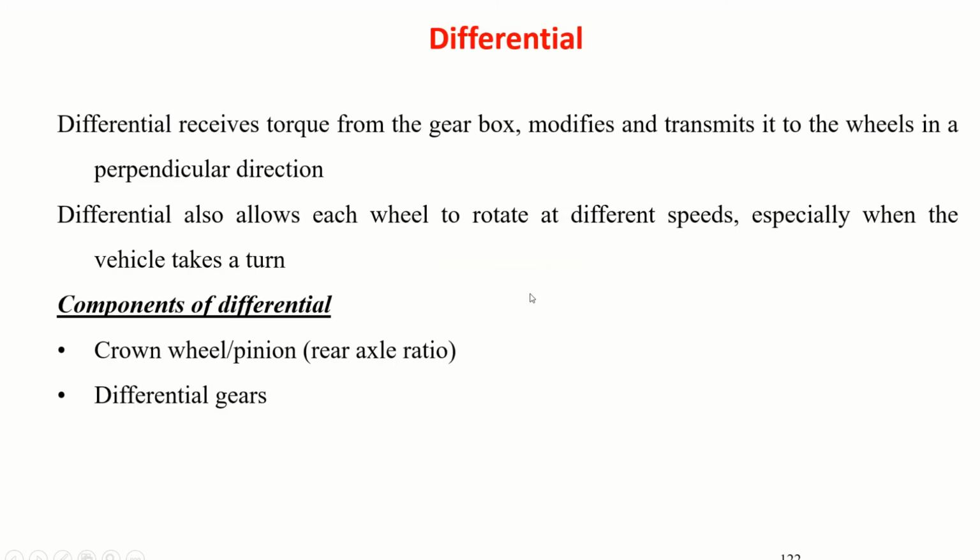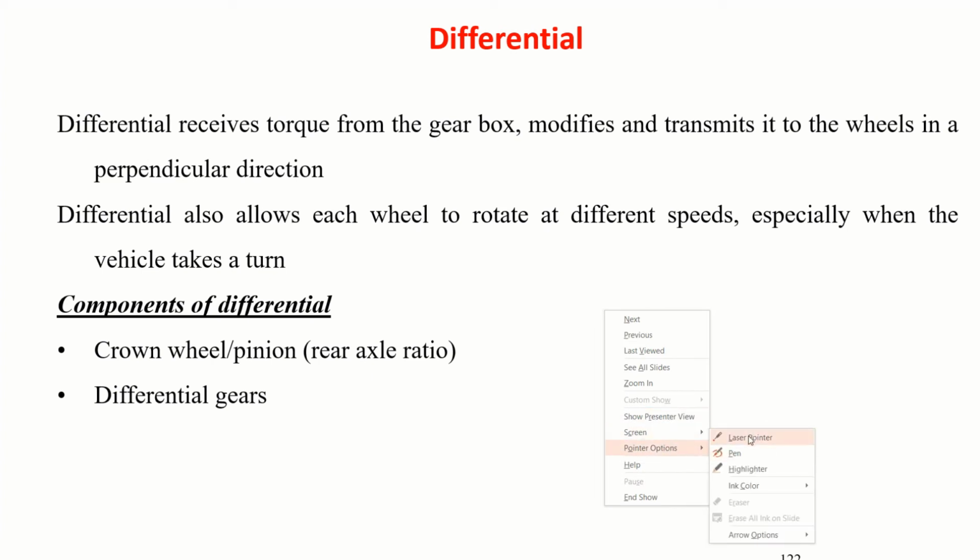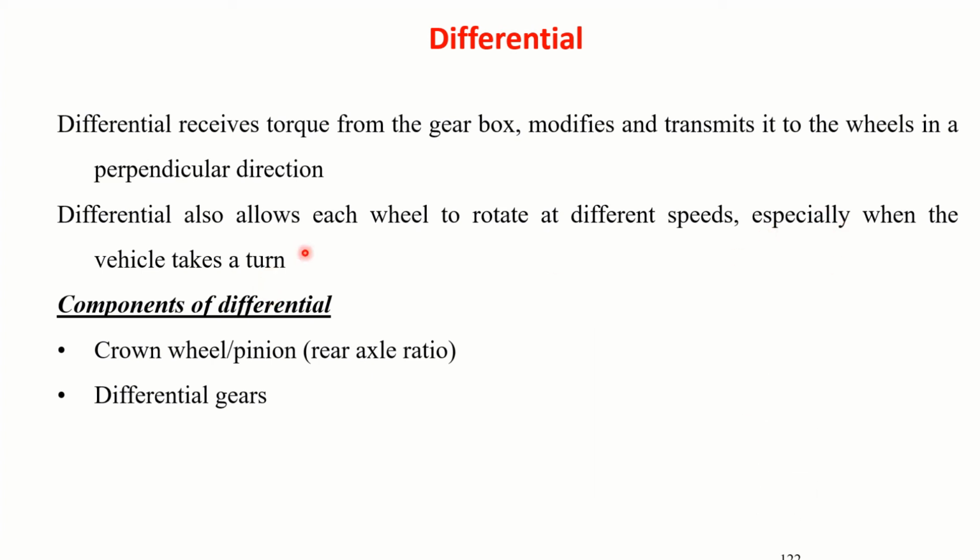Now we will discuss the differential. You have seen already the drivetrain and the differential, the device. It receives the torque from the gearbox, modifies it, and transmits it to the wheels in a perpendicular direction. And also the differential's advantage is that it allows each wheel to rotate at different speeds. Correct? Especially when the vehicle is taking a turn.